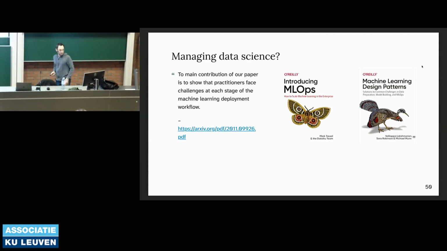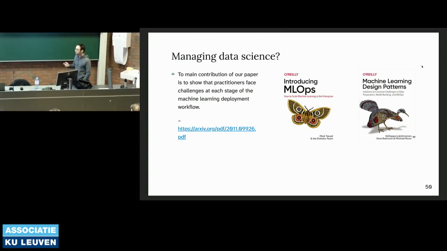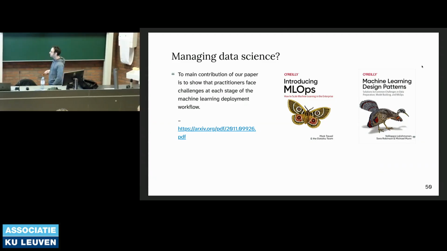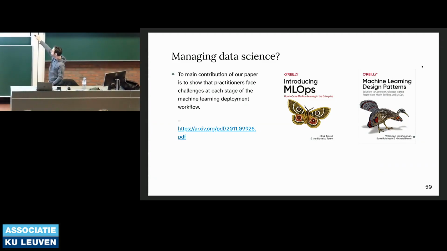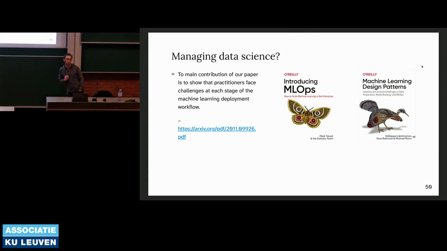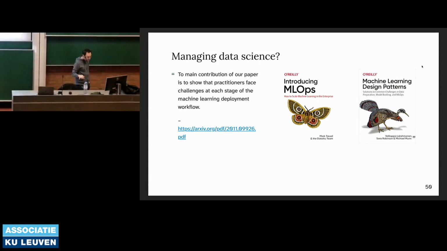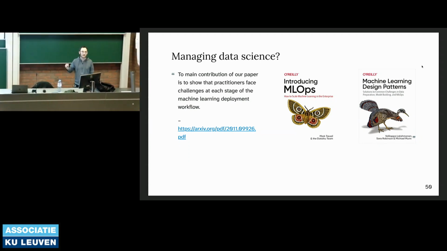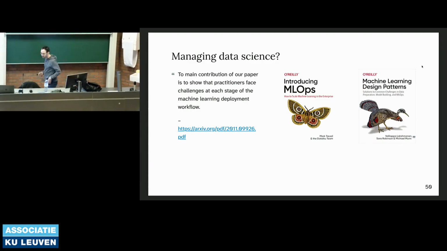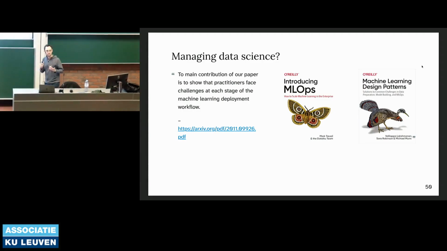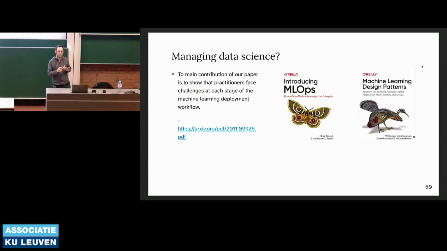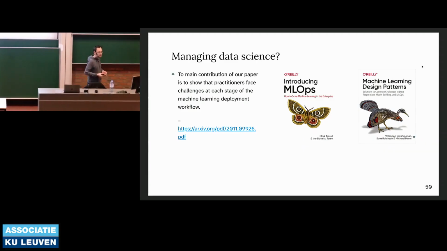Same here, another paper. Practitioners face challenges at each stage of the machine learning deployment workflow. That's also why I said in this process chart before that deployment at the end sounds easy. Deployment is oftentimes the hardest step. You're done, your model is trained, it works well, and now comes the whole embedding in the IT system of the organization. Who will maintain it? Who will document it? Who will use it?